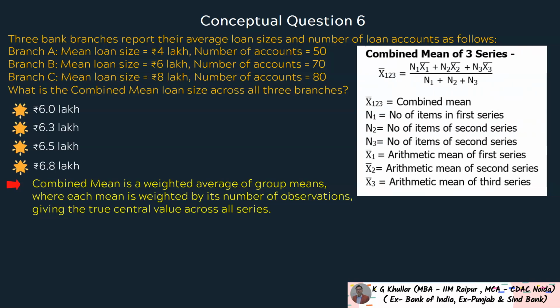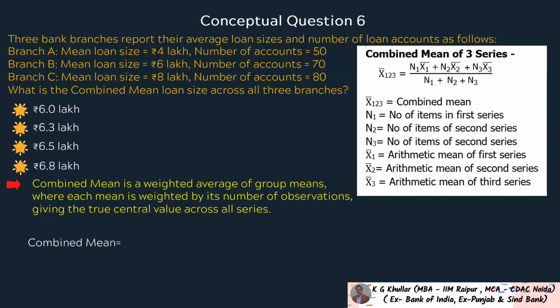The formula of this is very simple. That is, x bar 1, 2, 3, that is for the first, second and third series, is simply n1 multiplied by x1 bar plus n2 multiplied by x2 bar plus n3 multiplied by x3 bar, and the whole of this divided by n1 plus n2 plus n3. Now n1 is the number of items in the first series, n2 is the number of items of the second series, n3 is the number of items of the third series, then x1 bar is the arithmetic mean of the first series, x2 bar is the arithmetic mean of the second series, and finally x3 bar is the arithmetic mean of the third series.